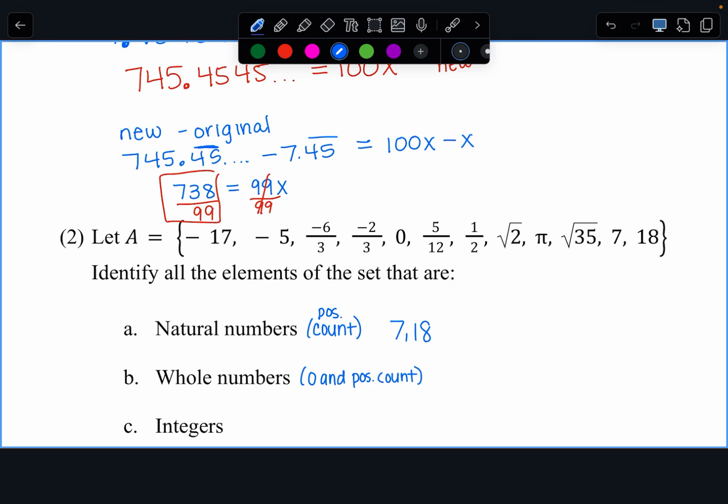What I like to do is write descriptions of the things that I'm asking, just so it's a nice little mental note later. So this includes 0, 7, and 18. What does it say above count in parentheses? POS for positive, because I'm lazy and didn't feel like writing the whole word.